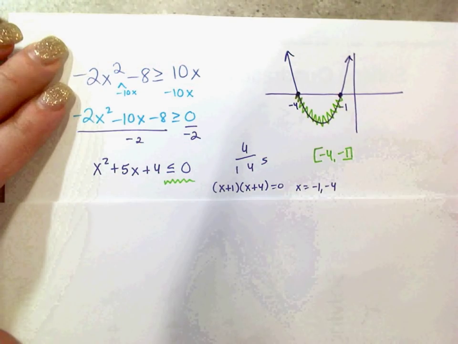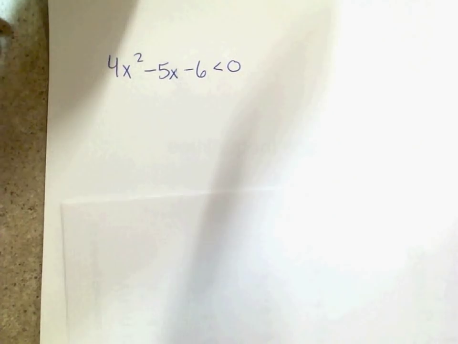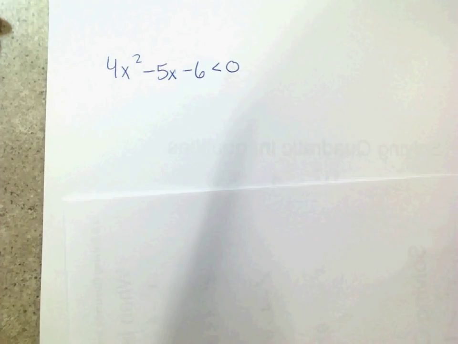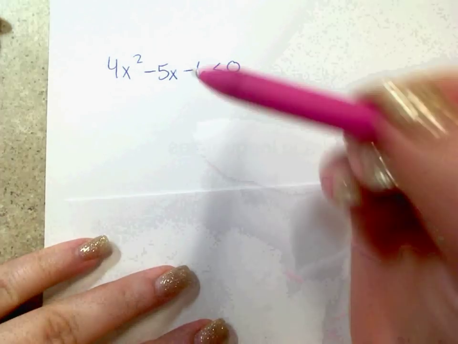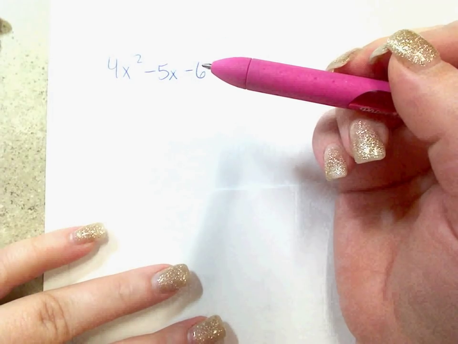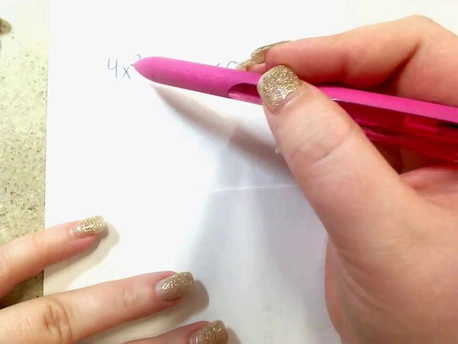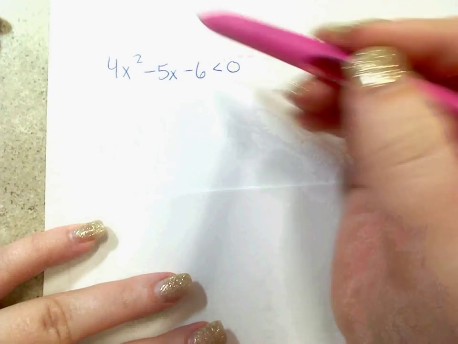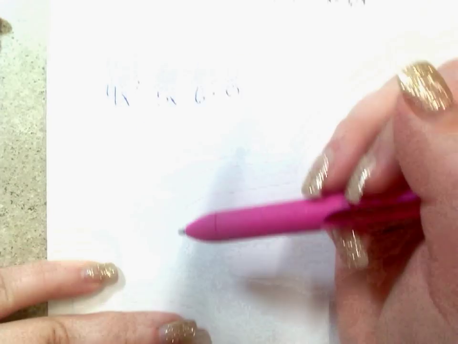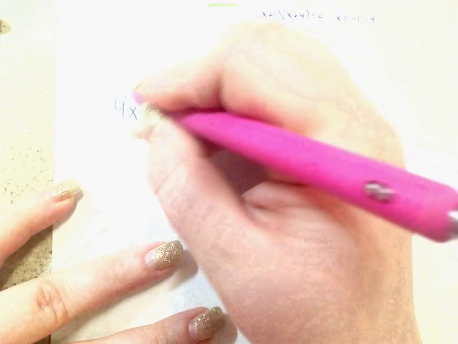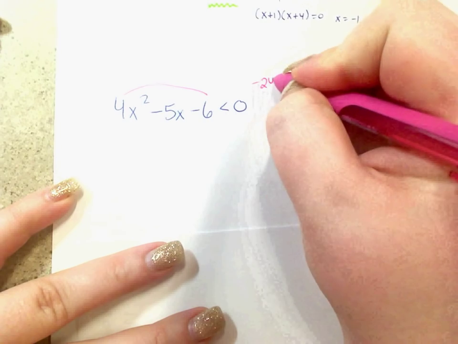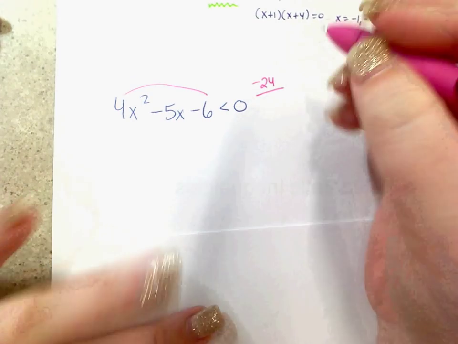Now, on this one, very similar in the fact that we're going to factor. But it doesn't have a common factor of 4. It's already positive, so that's good. I'm going to try and go ahead and do bottoms up. 4 times negative 6 is negative 24. So we're looking for the factors of negative 24 that add up to negative 5.